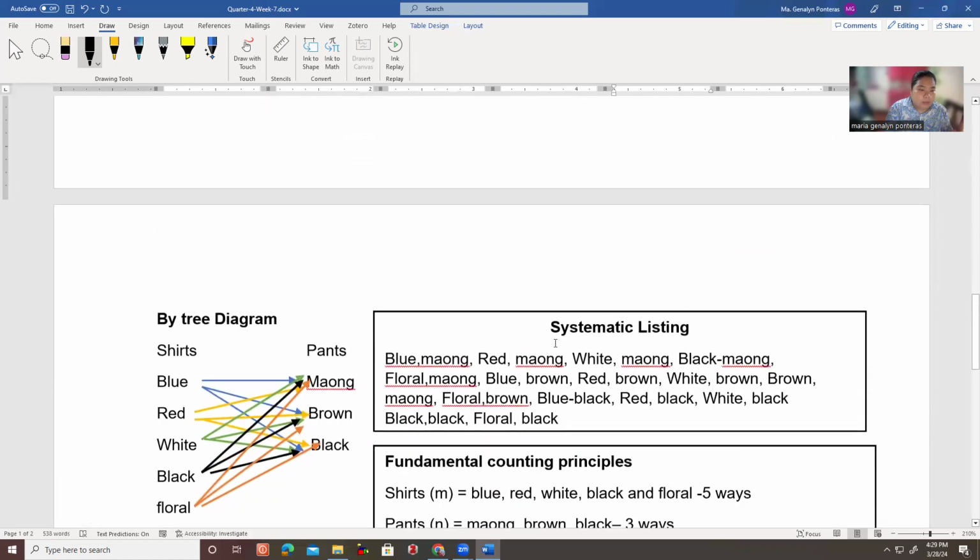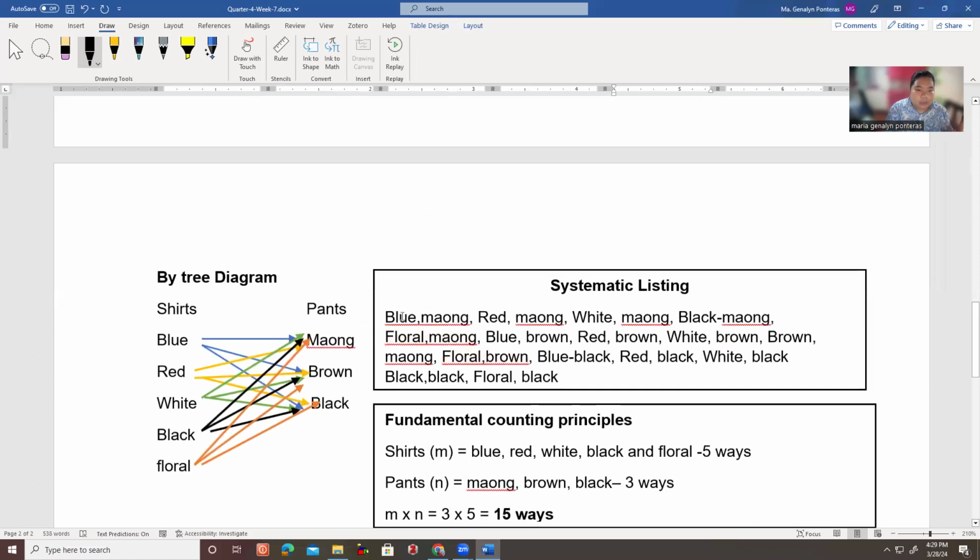Now, if we want to try the systematic listing, of course, you have to list down all the possible combinations of outfits by Maki. So you have 1, 2, 3, 4, 5, 6, 7, 8, 9, 10, 11, 12, 13, 14, and 15. There are 15 possible outfits for that.